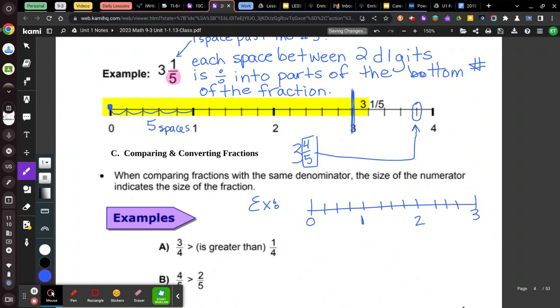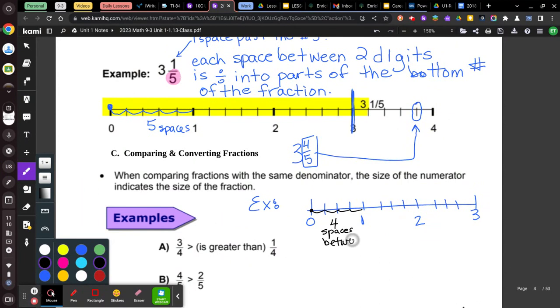So the first thing we want to do is we want to count the number of spaces between each number. So if I count my number of spaces, I've got 1, 2, 3, 4 spaces. 4 spaces between. That means the bottom of my fraction is going to be a 4. That's what that tells me. So if I've got the fraction 3/4, I'm going to start here and count 3 in. 1, 2, 3. This is where I would draw that fraction. That would be 3/4. Okay?